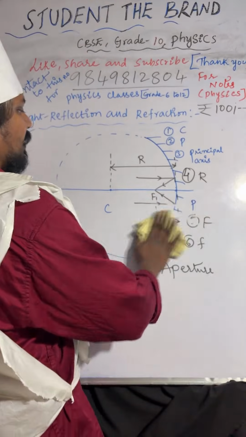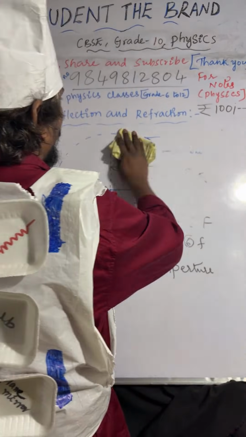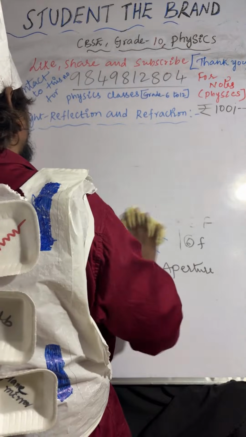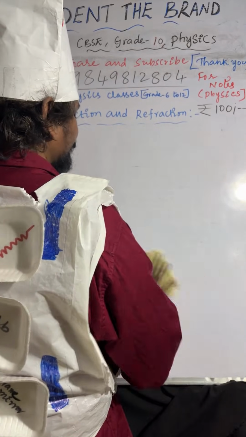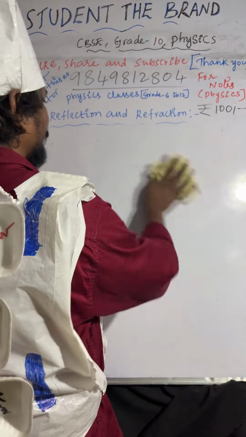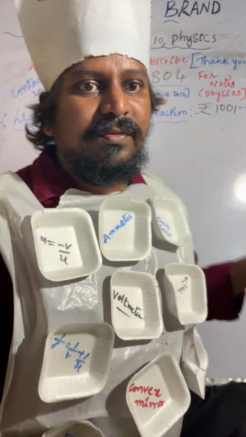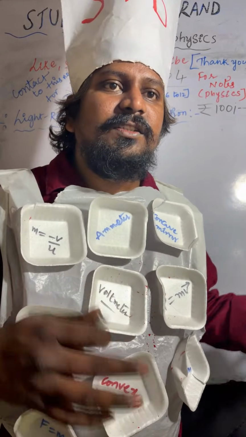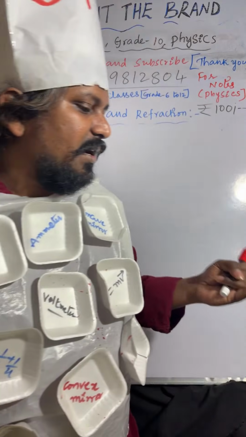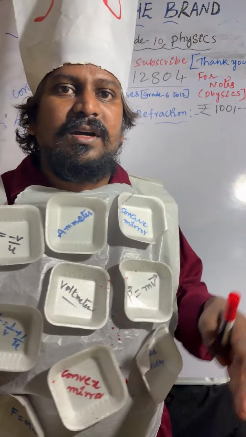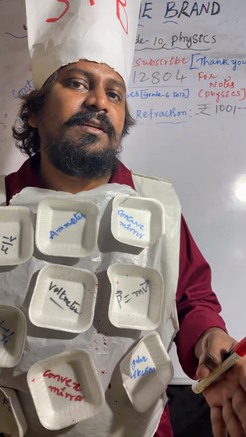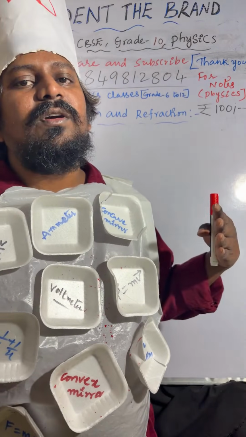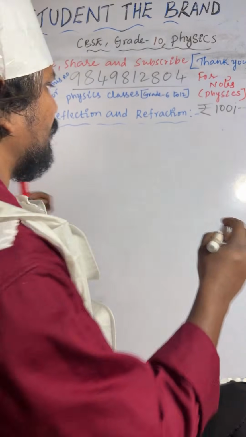Now we will discuss the ray rules of concave mirror and convex mirror. Okay, the terms related to spherical mirror we discussed: center of curvature, pole, focus, focal length, radius of curvature, aperture, and principal axis. All those points we discussed. So now we will discuss the ray rules of concave mirror and convex mirror.